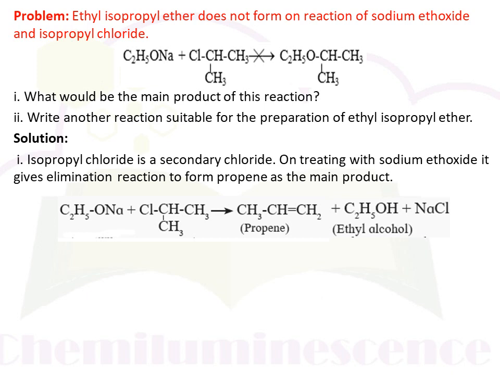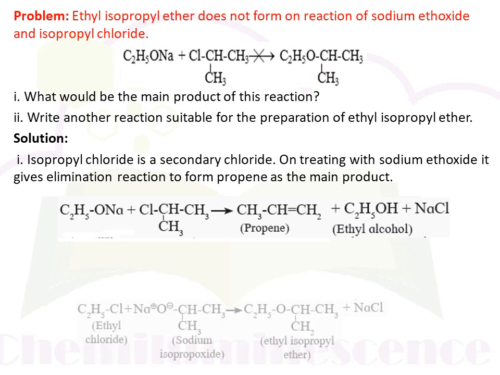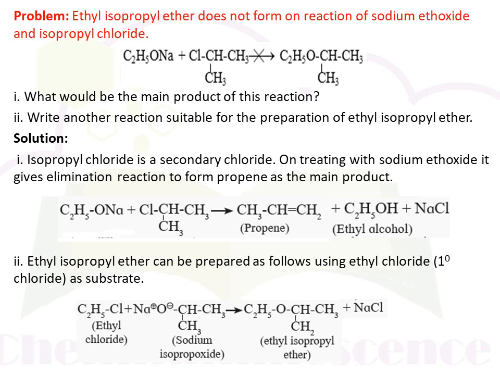Then the next question is how this product is formed. For this product we have to use a primary alkyl halide, that is ethyl chloride, and sodium isopropoxide. By using these two reactants we get the desired product, that is ethyl isopropyl ether. Here this sodium isopropoxide acts as a nucleophile and backside attack takes place easily because it is a primary alkyl halide, no crowding, hence it undergoes substitution reaction and forms ethyl isopropyl ether as a product and NaCl as a side product.